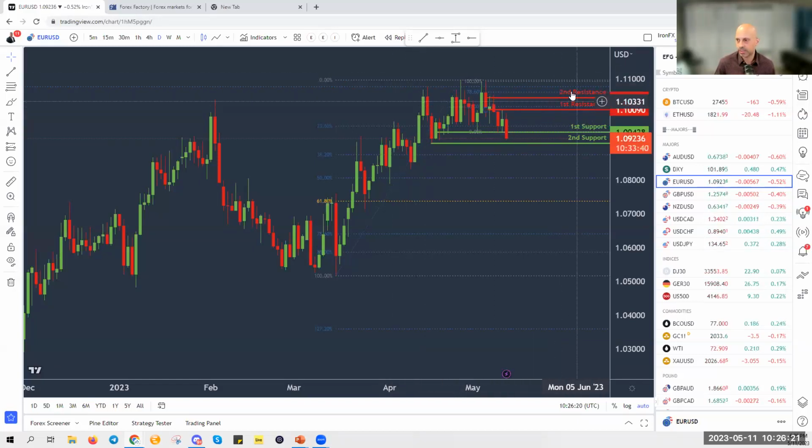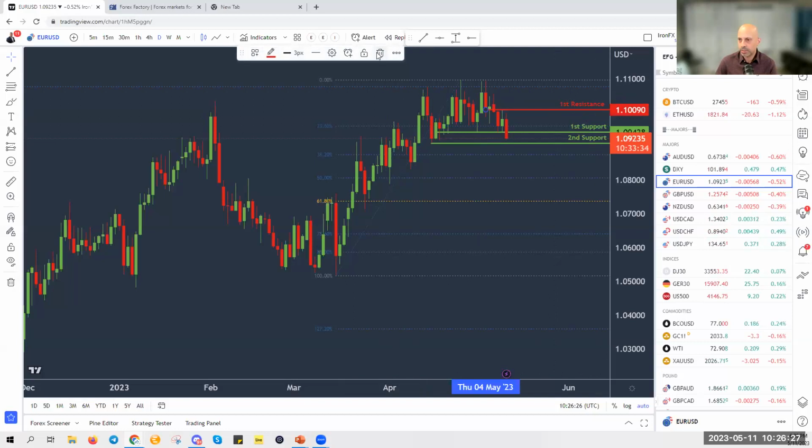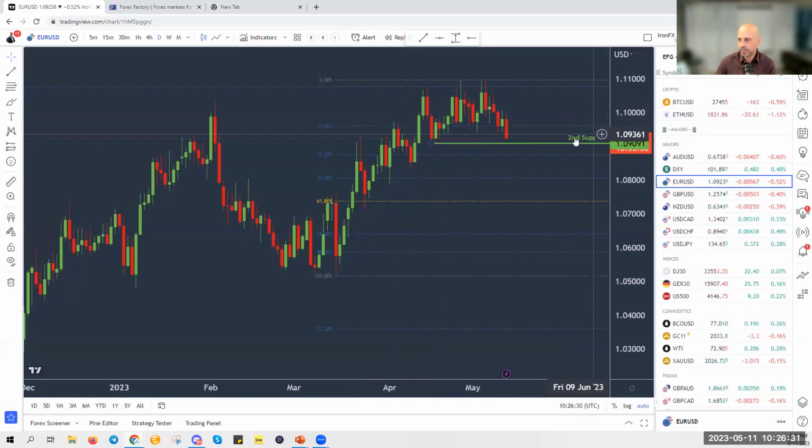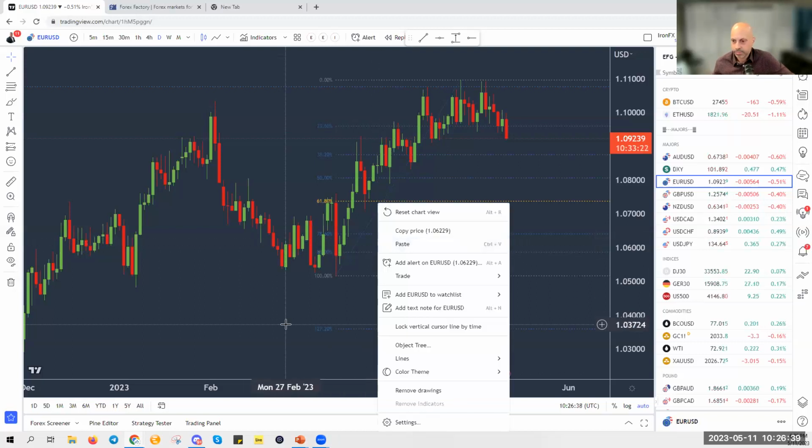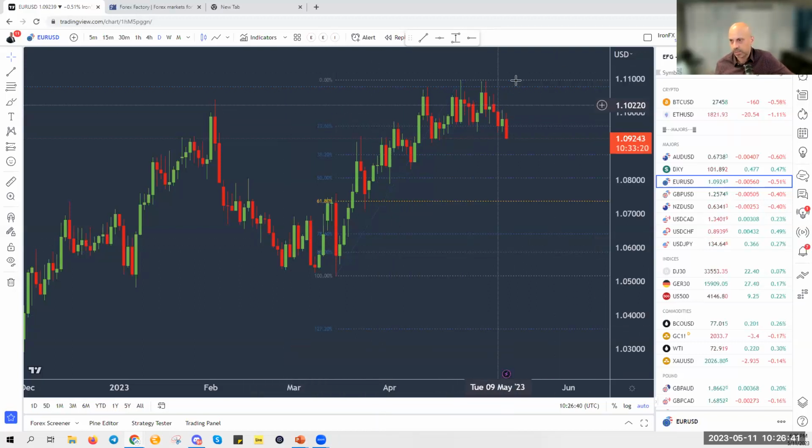Okay, I'm just going to clear some of these current labels here so as not to confuse anyone, including myself. Right, so let's start with a clean chart with just the Fibonacci retracement indicator on the chart.